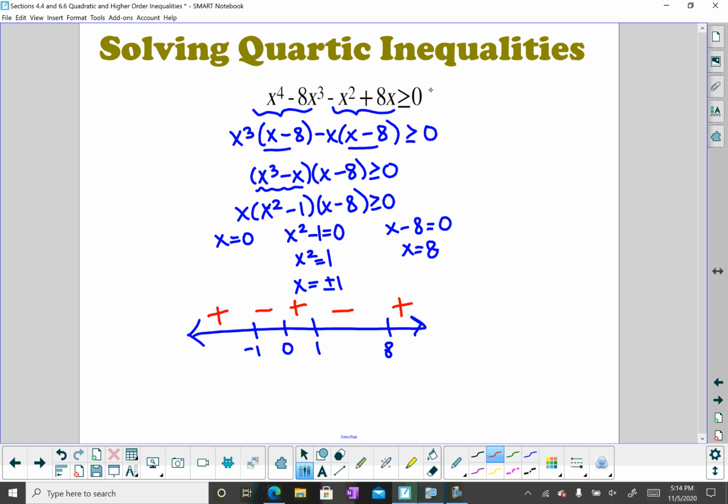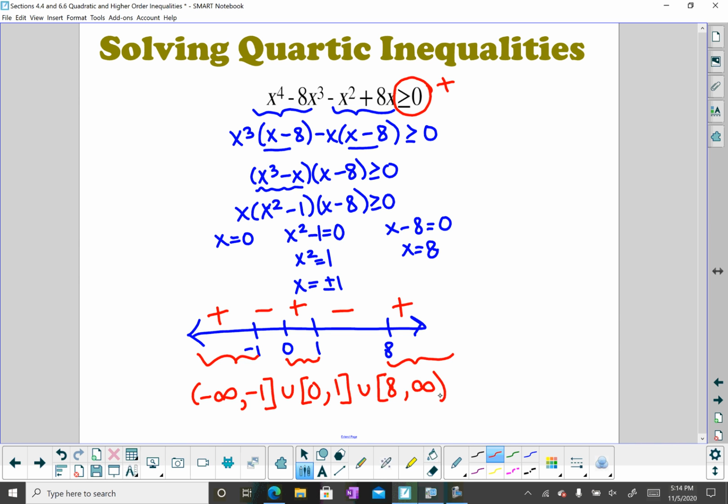Okay, here we're looking for where my inequality is greater than or equal to 0. So those are my positives, and we also want to include our breaking points. So my answer in interval notation is -∞ to -1 with a bracket, 0 to 1 with brackets, and 8 to infinity.